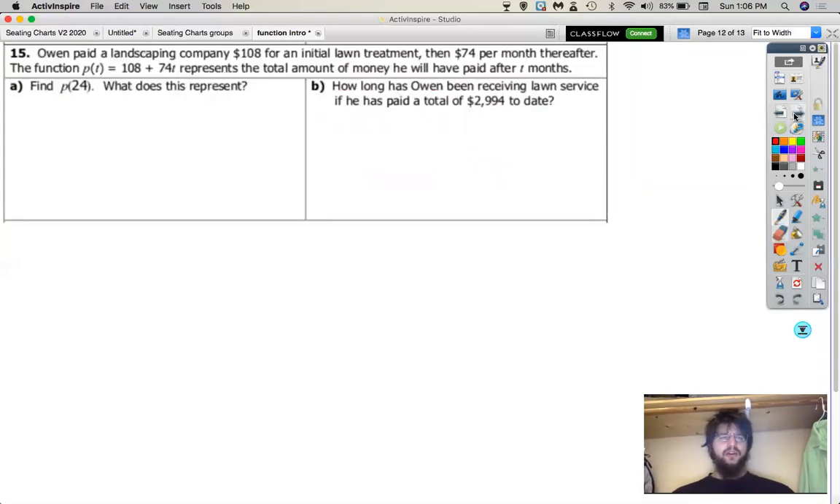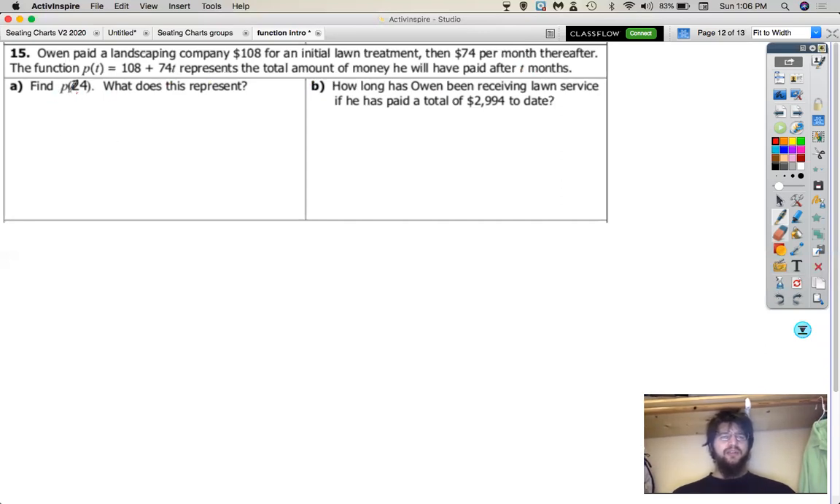And here's a word problem. So let's translate what this is meaning. It says find P of 24 and what does this represent? Owen paid landscaping company $108 for an initial lawn treatment, then $74 per month thereafter. Function P of t equals 108 plus 74t represents the total amount of money he will have paid after t months. So our input is months, it's t. Our output is monies. How much money has this dude spent?